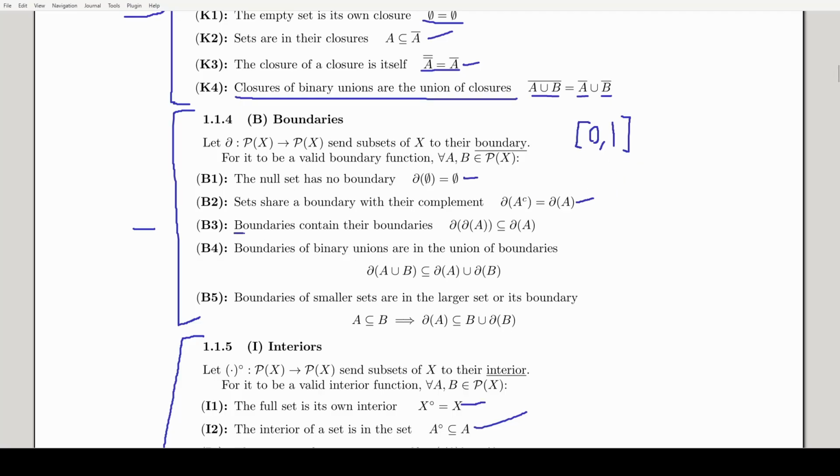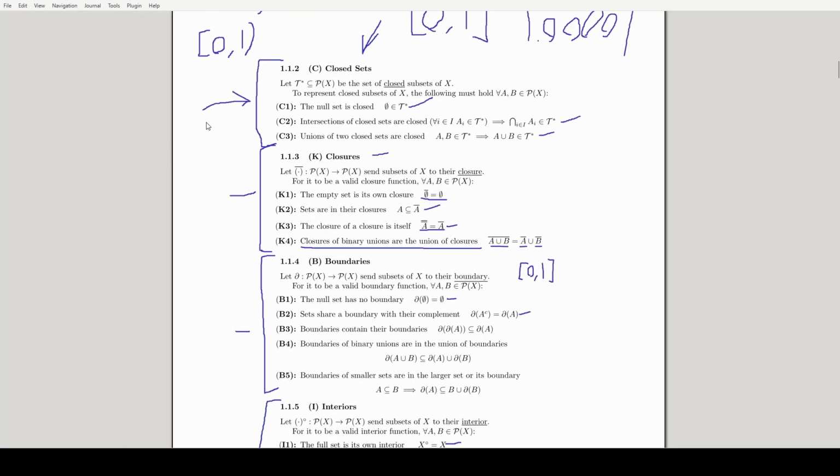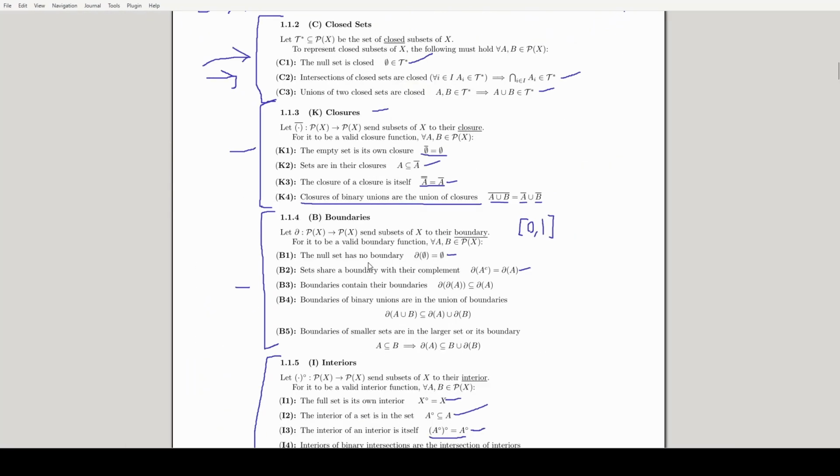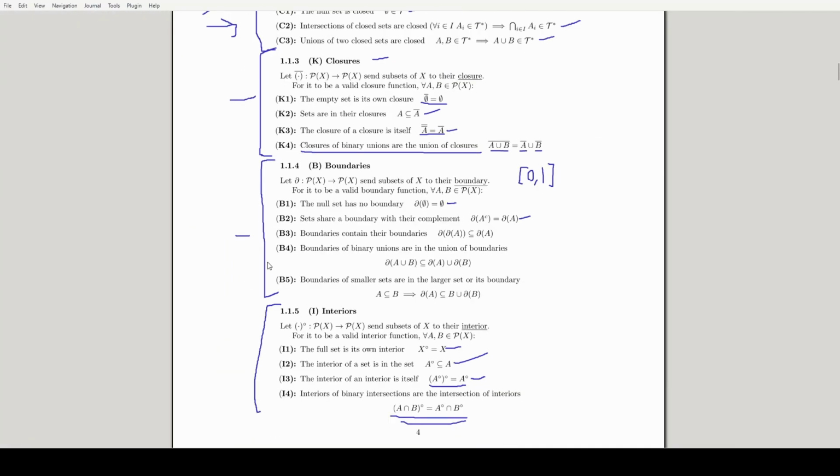And then boundaries contain their boundaries. Containing your boundary means you are closed. So this is saying boundaries are closed. Not really intuitive, but it is one of the defining properties of boundaries. And then boundaries of binary unions are in the union of the boundaries.